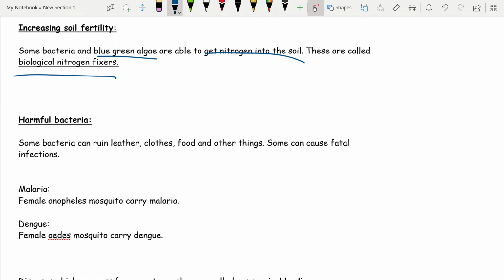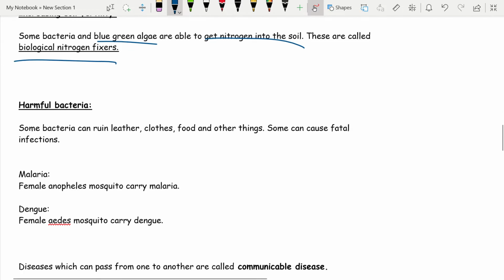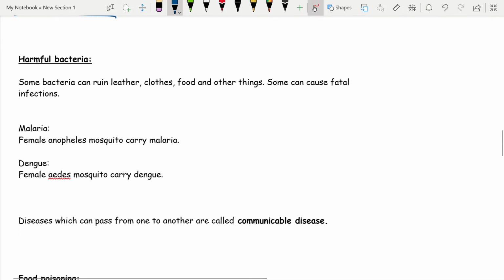Some bacteria can ruin leather, clothes, foods, and other things. Some can cause fatal infections, so you don't want them to be around you. The harmful bacteria can come in malaria, female Anopheles mosquito. Anopheles is a type of mosquito, and female ones carry malaria. Dengue, female Aedes mosquito. They are also a type of mosquito, and they are female, carry dengue. Okay, because the female ones actually bite you, the male ones are just like at home chilling.